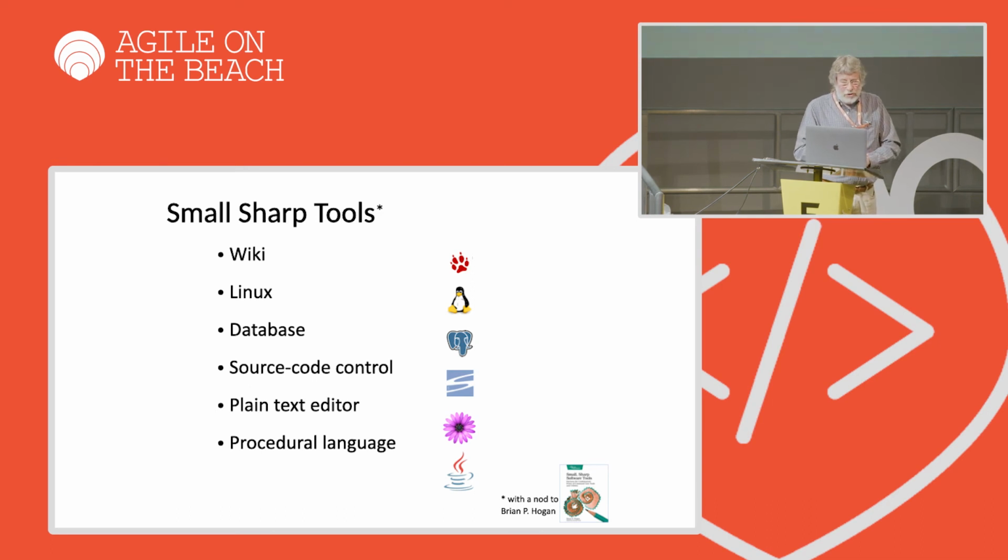So, Small Sharp Tools. Anyone come across that book? Well, it's called Small Sharp Software Tools, the one in the bottom right. It's about the Unix command line. I love it. It's a really good book. So the words on the left are the things that I think you must have. The icons on the right are my current favorites, which you may think are a bit eccentric, but it doesn't really matter. So for the wiki, we use Trac.